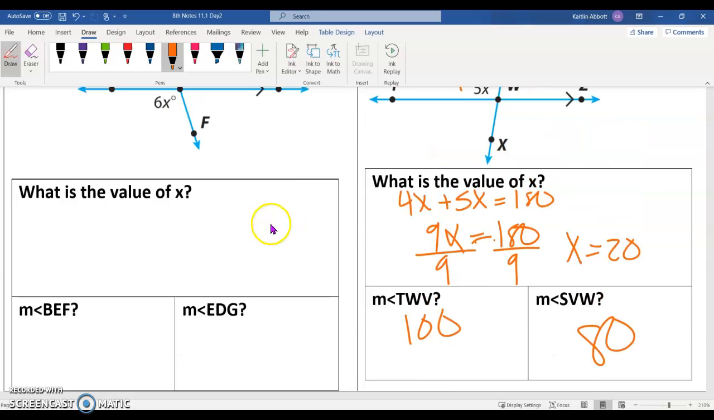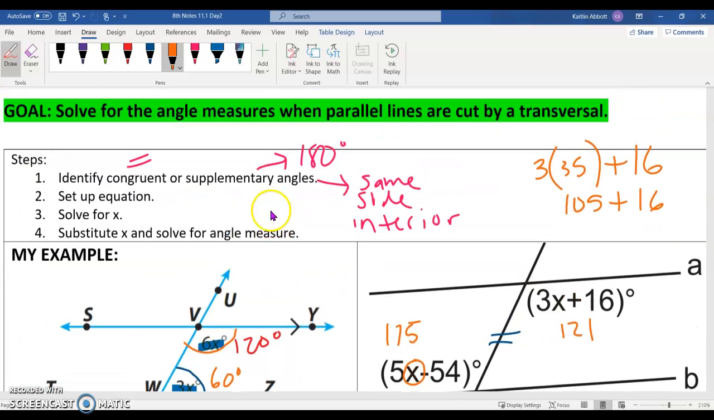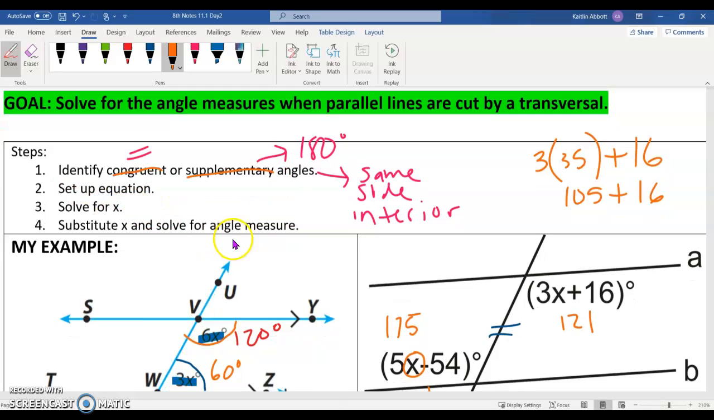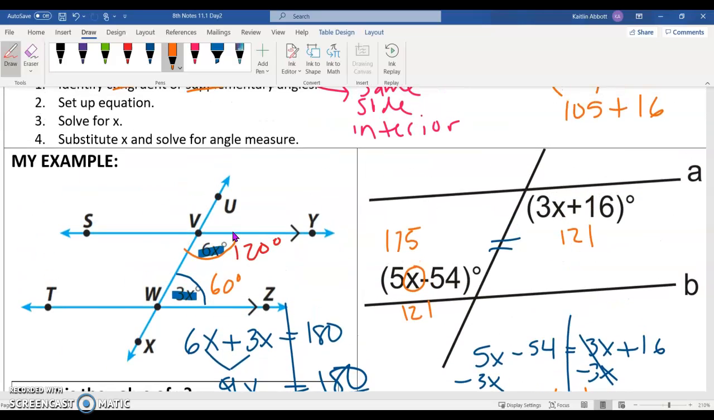Okay, let me know if you have any questions. The main thing to figure out is you got to figure out if it's congruent or supplementary. And like I said, if they are inside your hamburger and the same side of the transversal, they are going to be set to 180. Anything else, they're set equal to each other.